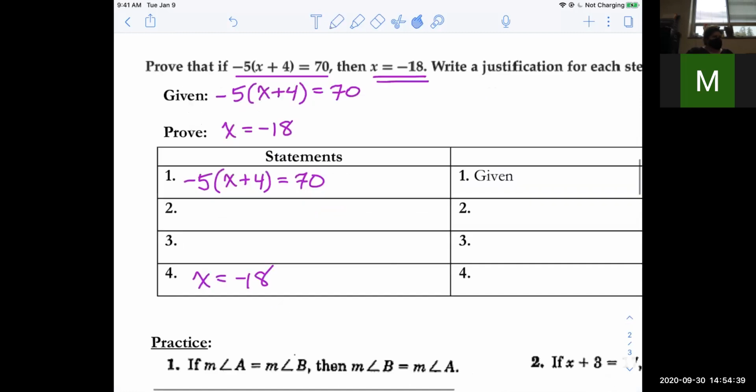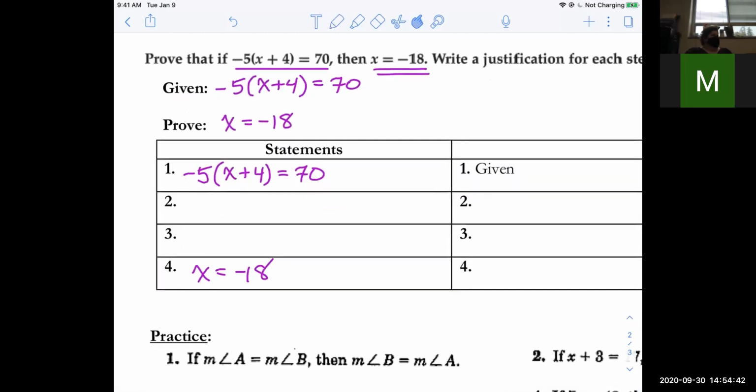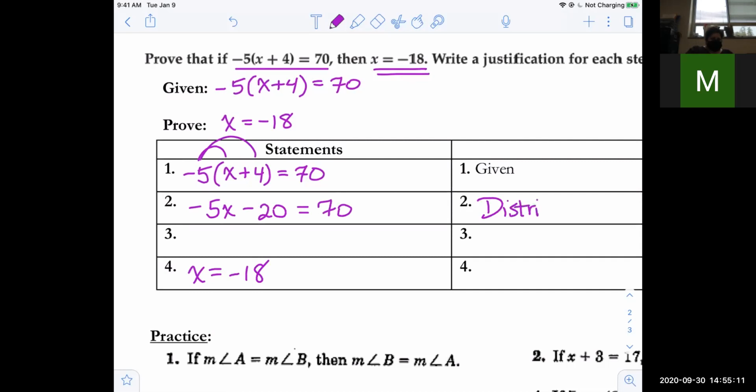All right, so step 1 is our given. Dirtla, what do you think you would do next if you're trying to solve that for x? Okay. What would that be when you distribute? Equals 70. Distributive property. And it's technically not of equality, but again, if you write equality on that one, I'm okay with that.